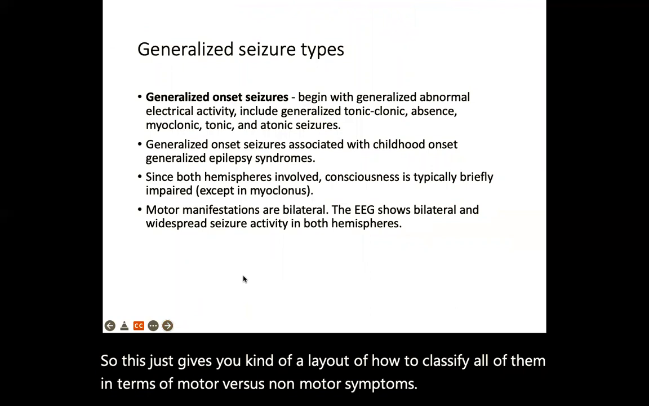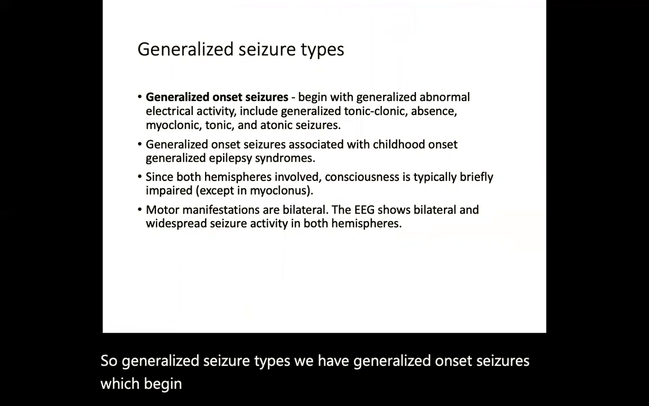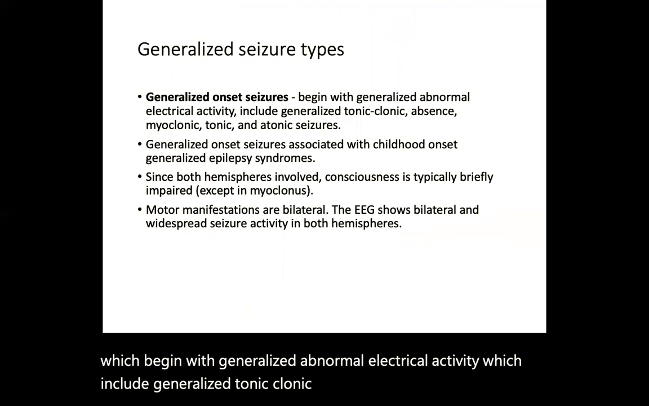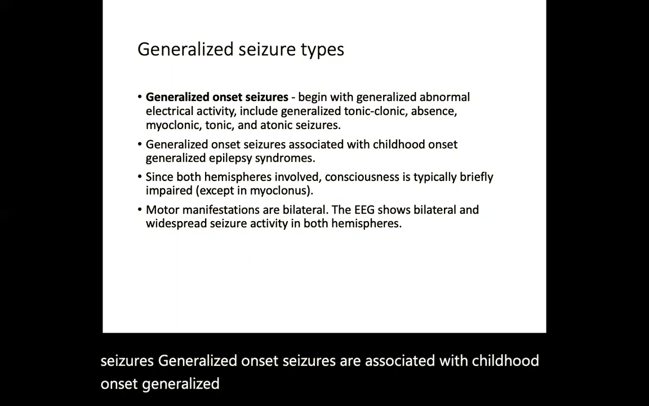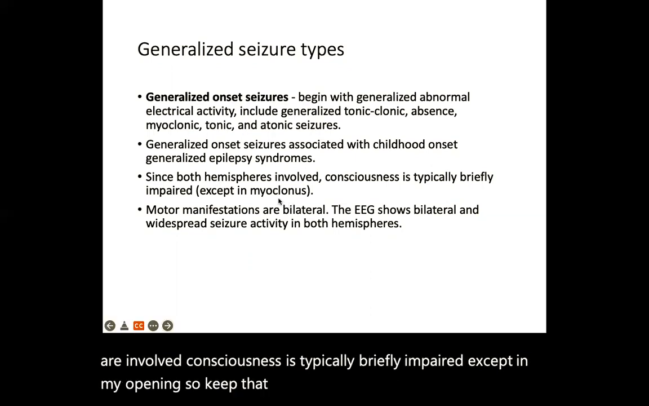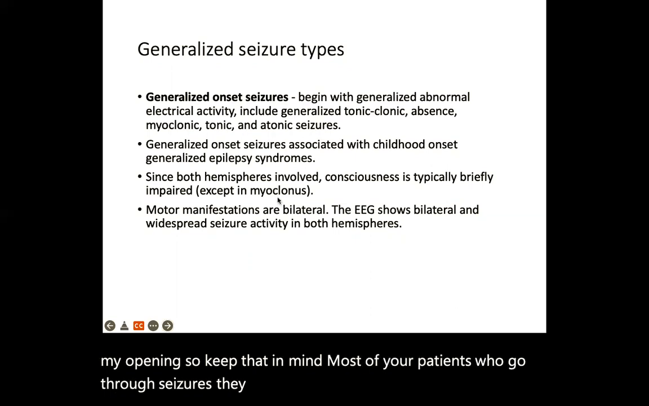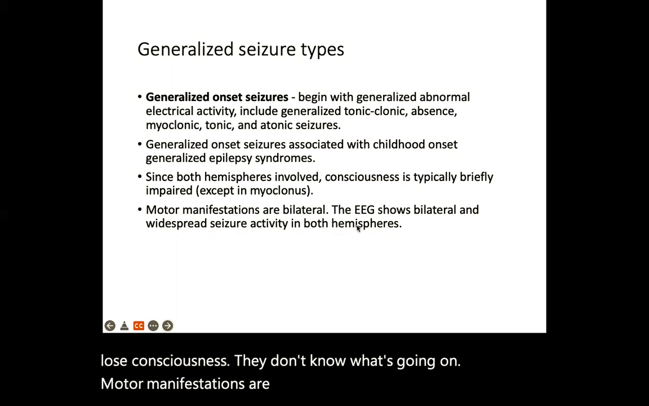So, generalized seizure types. We have generalized onset seizures, which begin with generalized abnormal electrical activity, which include generalized tonic-clonic, absence, myoclonic, tonic, and atonic seizures. Generalized onset seizures are associated with childhood onset generalized epilepsy syndromes. And since both hemispheres are involved, consciousness is typically briefly impaired, except in myoclonus. So keep that in mind. Most of your patients who go through seizures have a moment where they lose consciousness. They don't know what's going on. Motor manifestations are bilateral. The EEG shows bilateral and widespread seizure activity in both hemispheres.